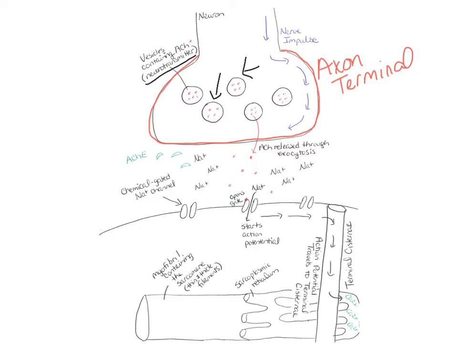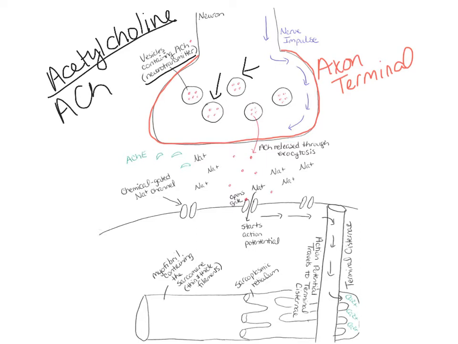The neurotransmitter that's used at all neuromuscular junctions is called acetylcholine. We can abbreviate acetylcholine as ACH. So you'll hear me talking about acetylcholine as ACH. So each one of these little vesicles contains thousands of those ACH molecules.